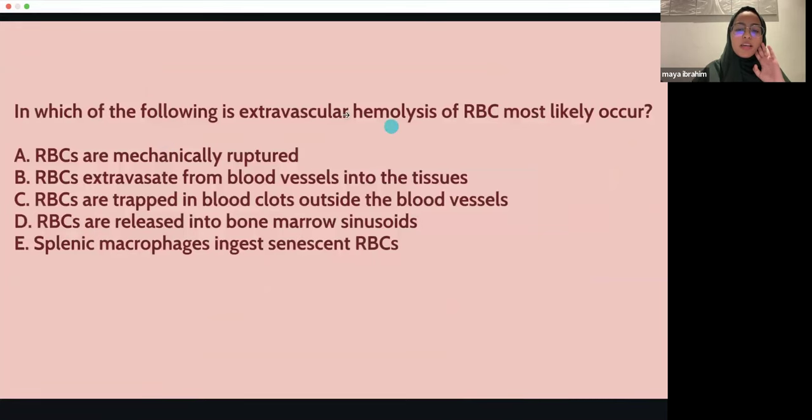In which of the following is the extravascular hemolysis of RBC most likely to occur? E, correct. Anyone else that doesn't say E?